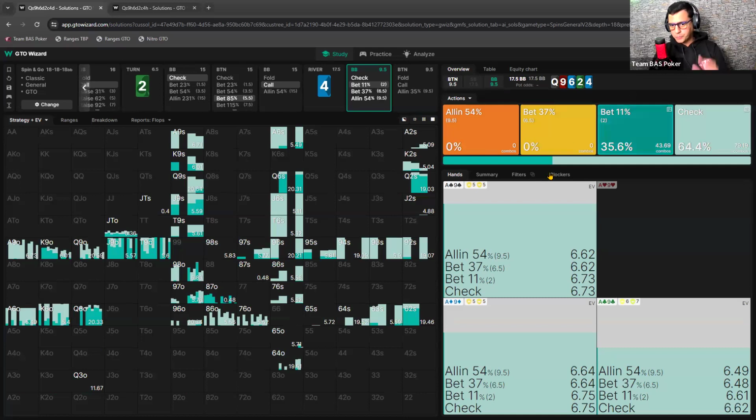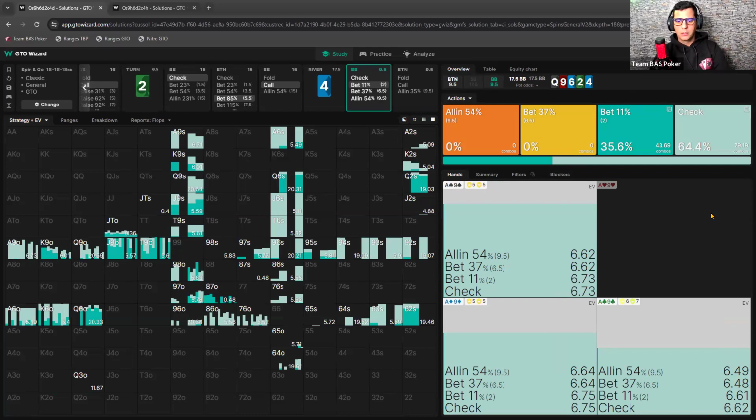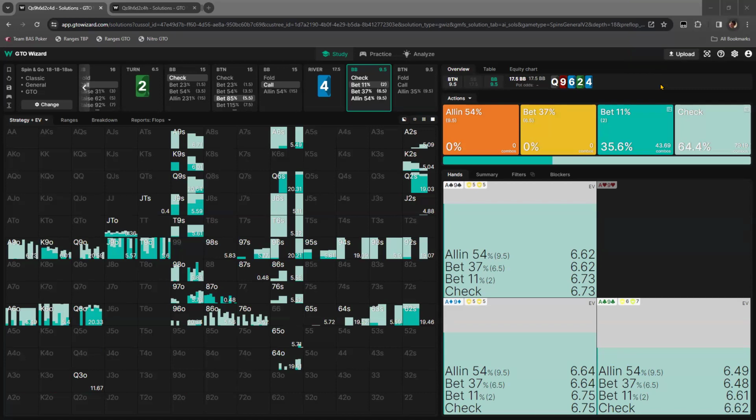Correct me if I'm wrong, or let me know if someone is ever first donking in this situation, or using this kind of sizing. Maybe some of you. Andy, are you ever donking this river here? Yes, of course, at 11% with 35% frequency. 100%, right? Yes. I like it.